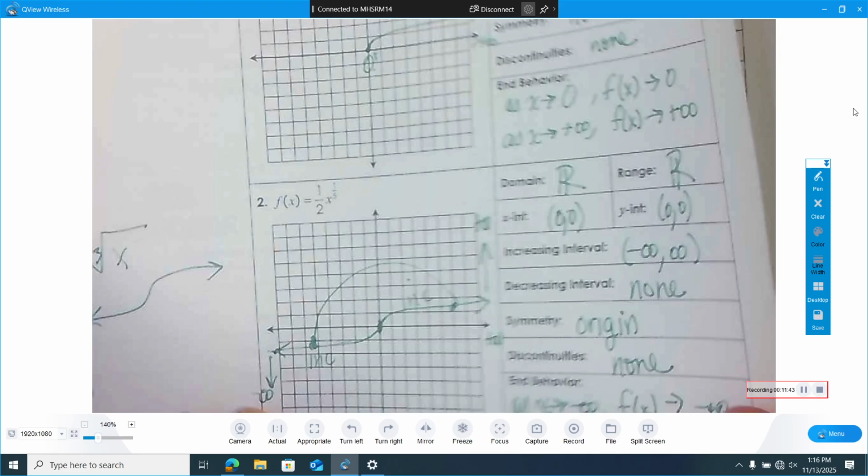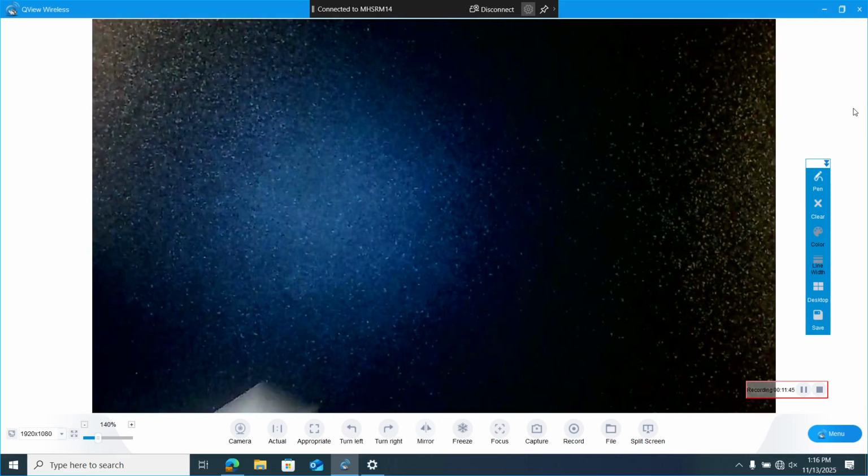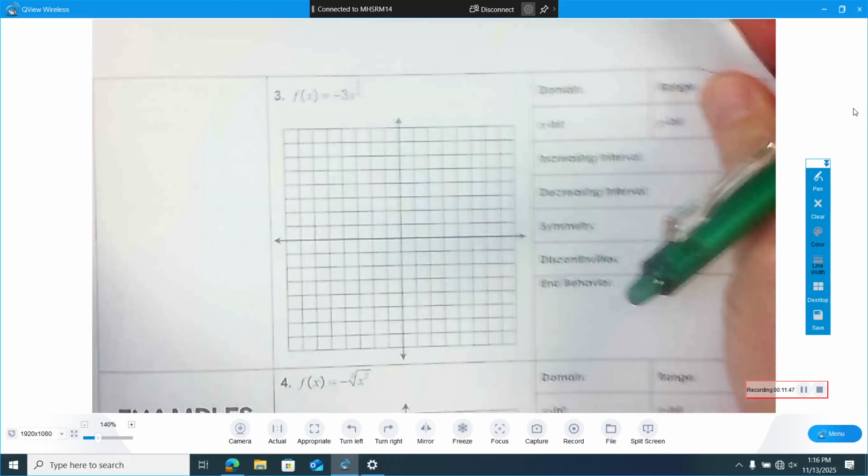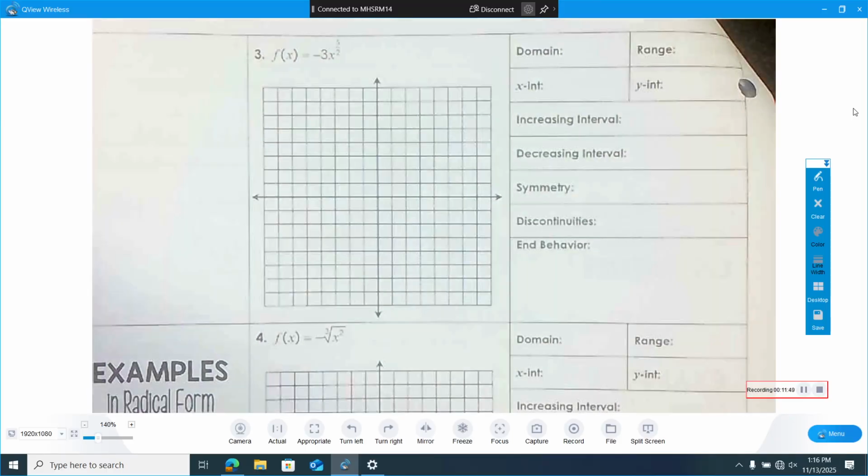All right, the next one is really like yesterday. It is exactly like yesterday. But the graphs get really kind of crazy here.